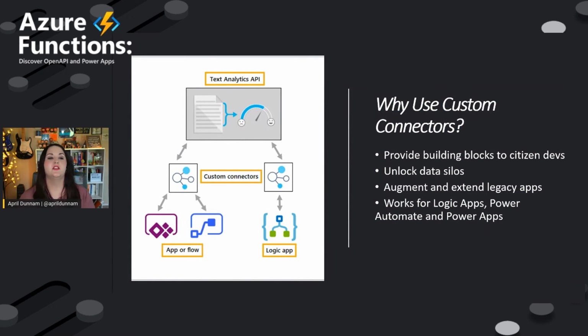So why use these custom connectors? Well, many reasons. It provides the building block for citizen developers to be able to consume that data. It unlocks data silos. You can use it to augment and extend legacy applications. So if there's something that you need to add to a legacy app that's just going to take too much time, or it's been in the backlog forever and you don't have time for it, you can expose your API via a custom connector to the Power Platform and create a simple Canvas application to handle that piece of the functionality. And again, this works with Logic Apps, Power Automate, and Power Apps. You build it once and you can use it across all of those.